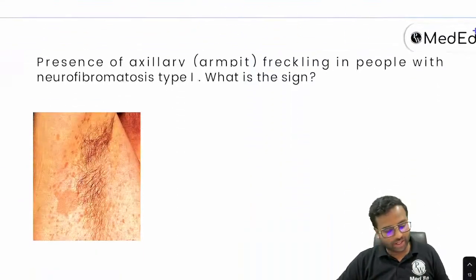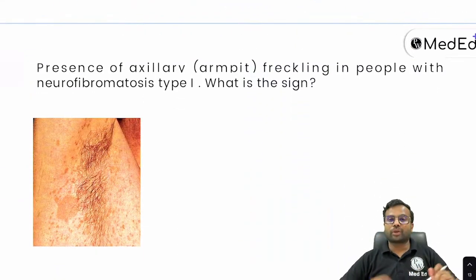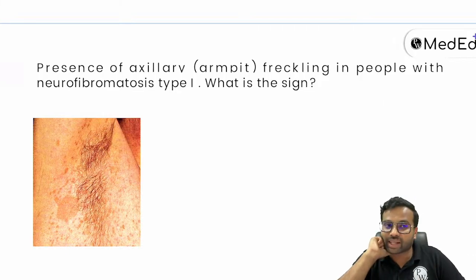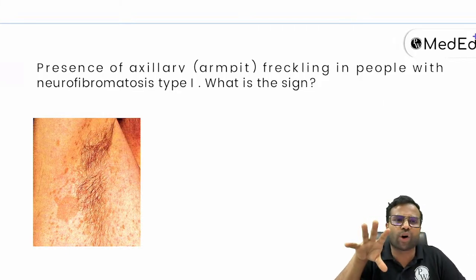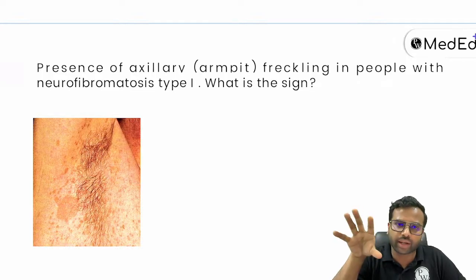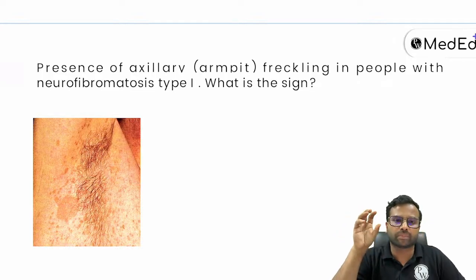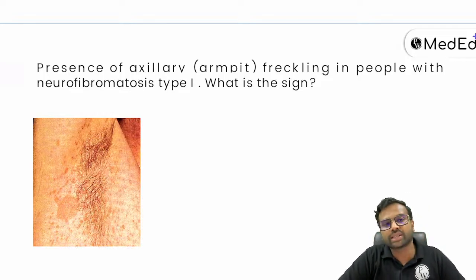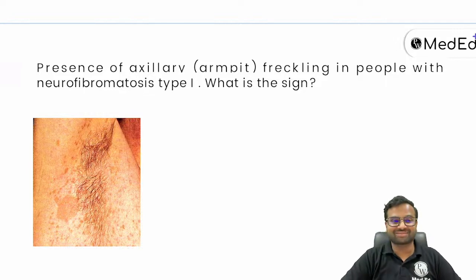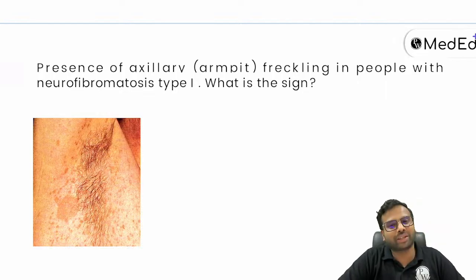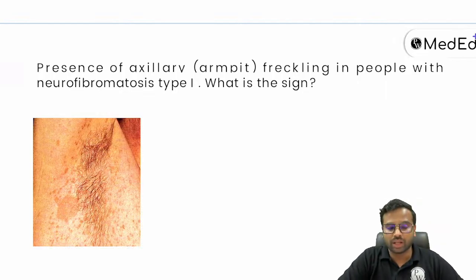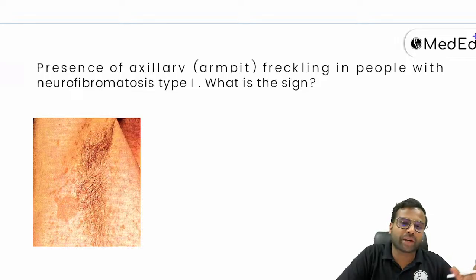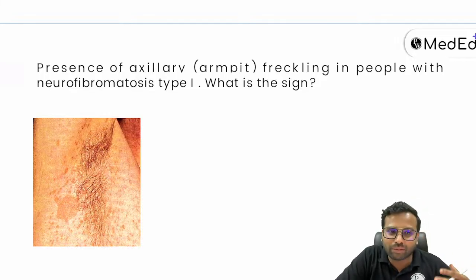That's completely all right. So now coming to the last sign for the day, that is going to be the presence of axillary freckling in a patient with neurofibromatosis type 1. So what is the name of the sign? We are very close, but it's not correct, because that is a separate finding. Can you tell me the name of the sign here?